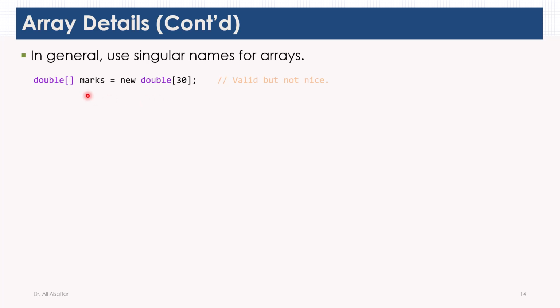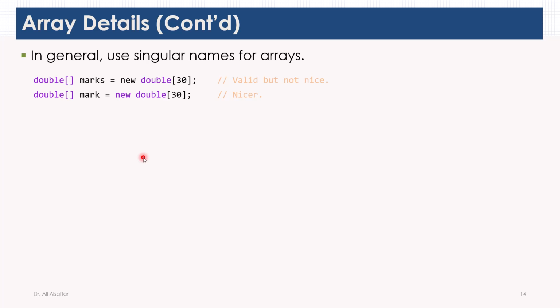Why? Because if you want to refer to an individual mark, you write marks between brackets a number. However, they are not marks, it is only one mark. So it is nicer that instead of defining the name of an array plural, you define it singular. Now here is the nicer declaration: when you refer to indexed variables or elements in the array, you write mark between brackets the index. So when you say mark 1, it makes sense that we are referring to an individual element rather than a collection of elements.